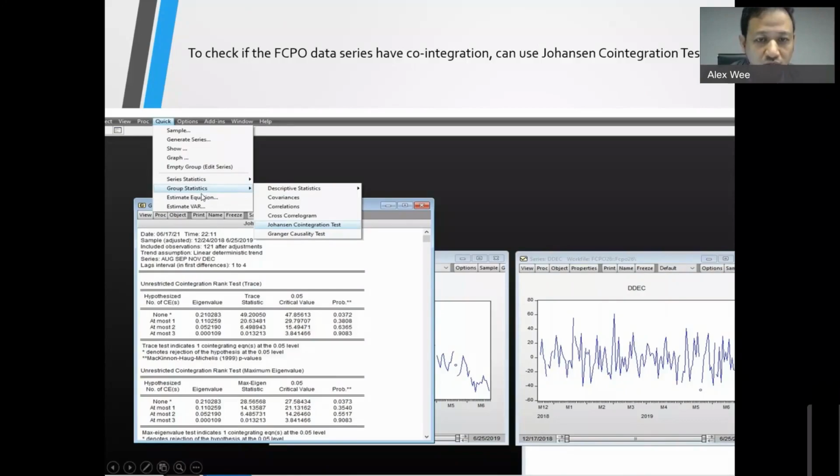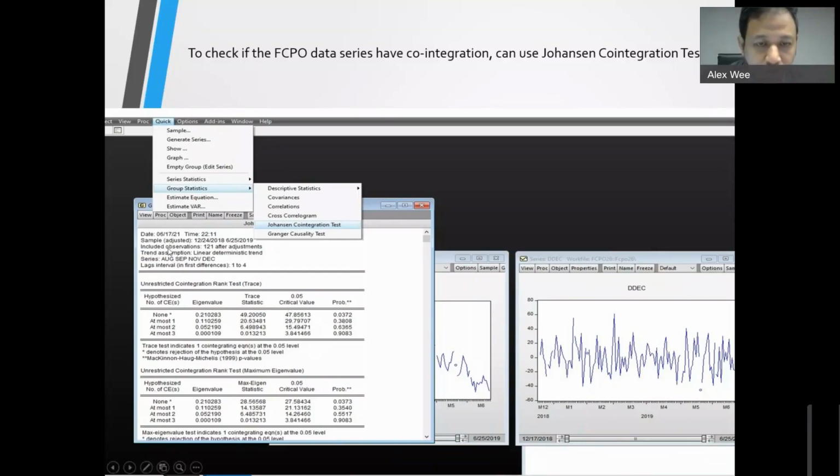What you can do in EViews is go to group statistics, and then go to Johansen's co-integration test to check whether this data, for example December data, August data, November data, and next year January data, have something in common. Do they have some form of relationship, or is the relationship very loose? If it is very loose, that means they have no co-integration.